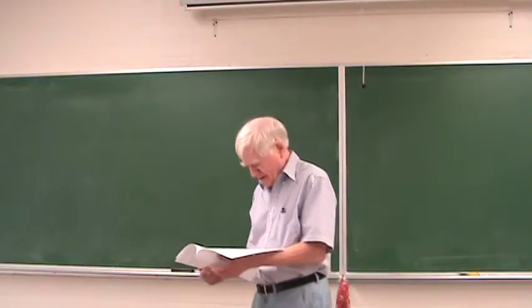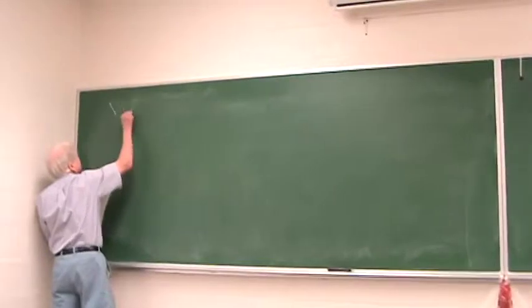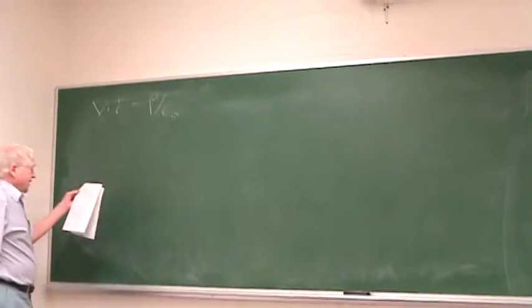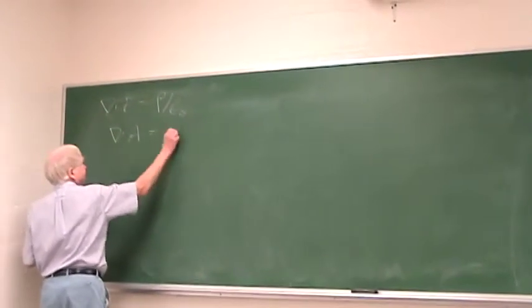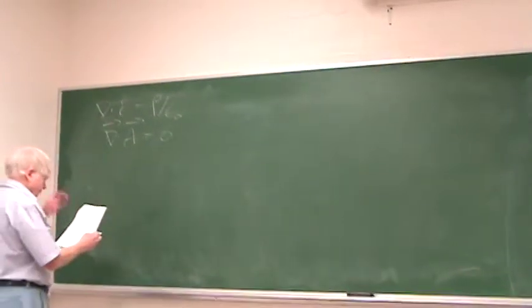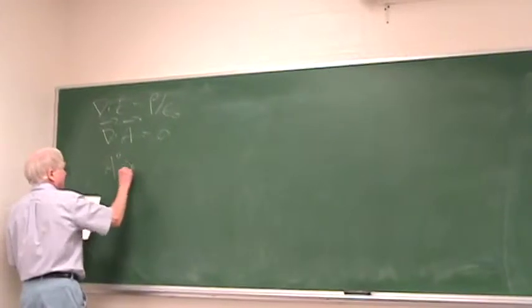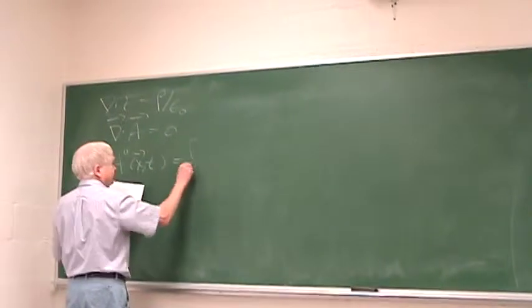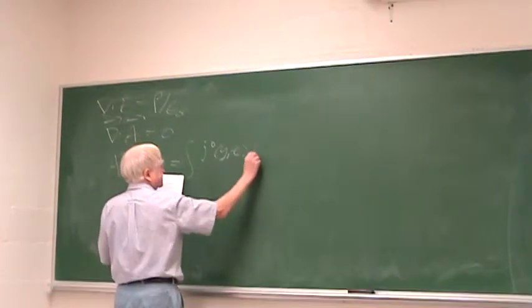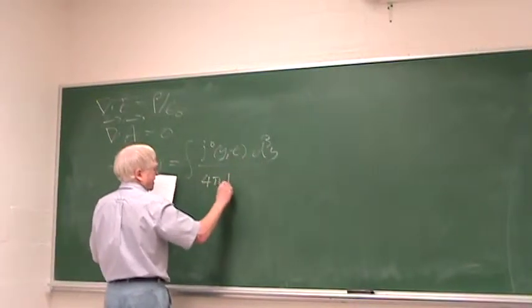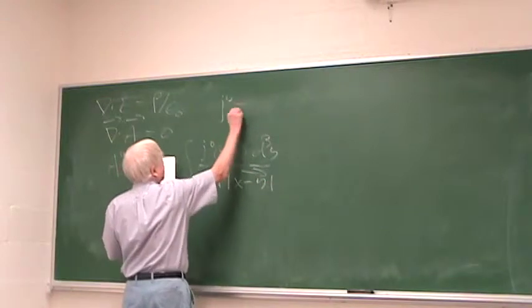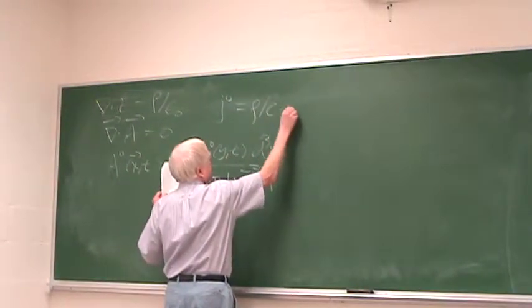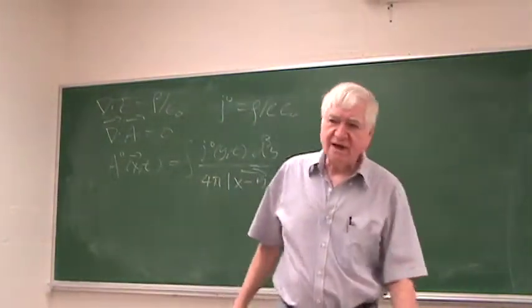So we were talking about electrodynamics, and we had found that because of Gauss's law, which is delta E is rho over the electric constant, in the Coulomb gauge, where delta A is zero, we could write A0 as an integral of J0 of y and t, d^3y over 4 pi |x minus y|. J0 here is rho over epsilon zero.